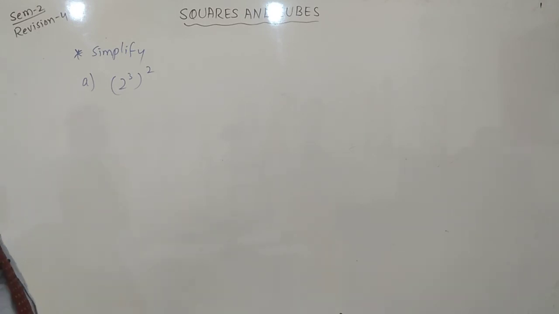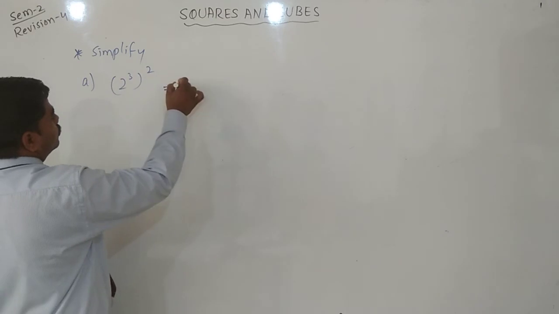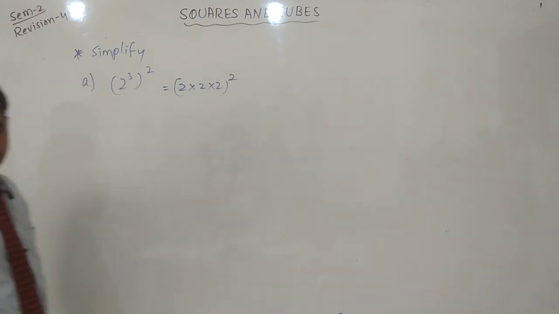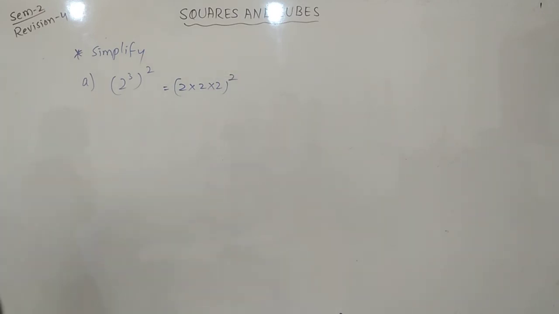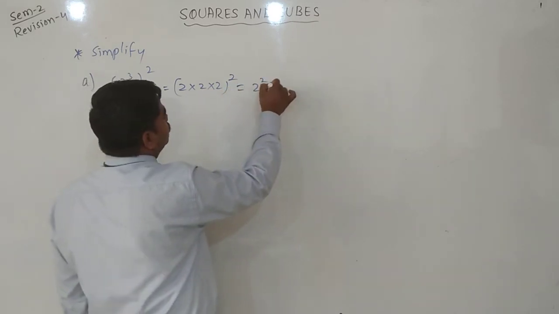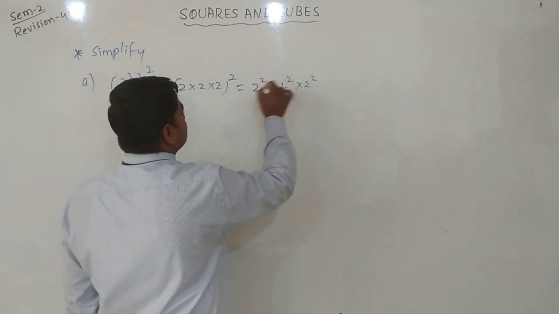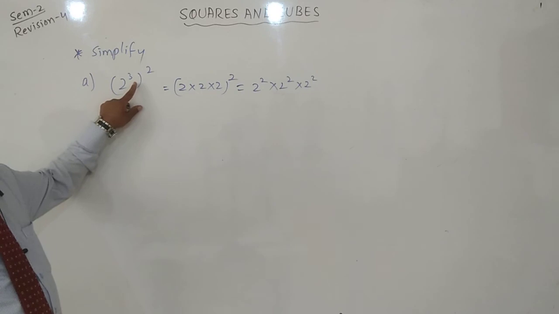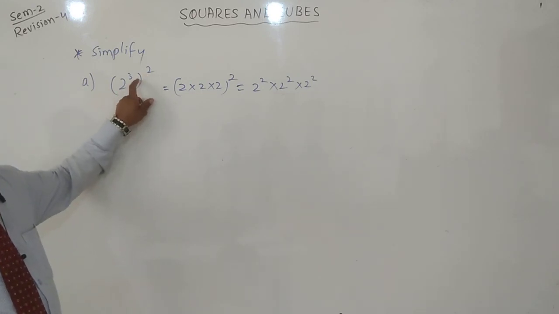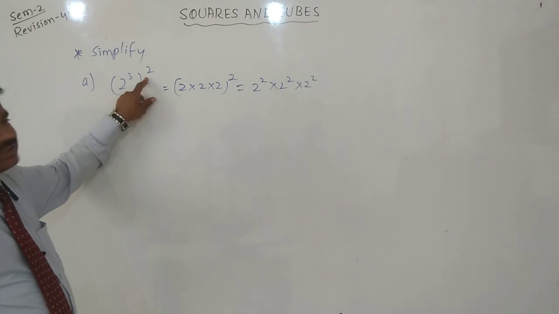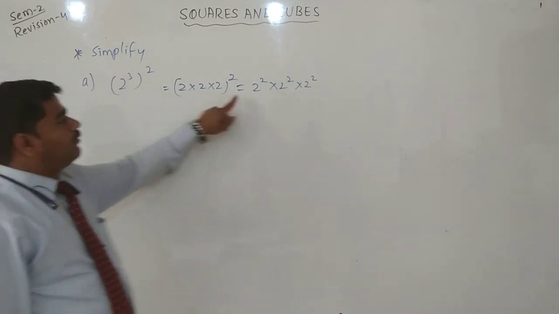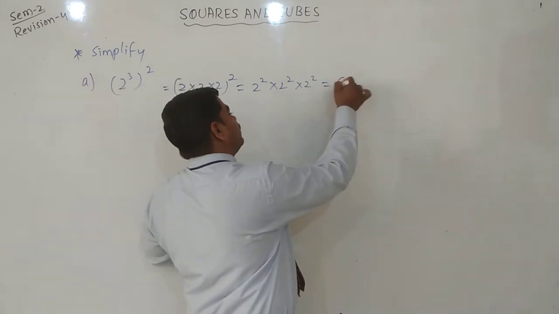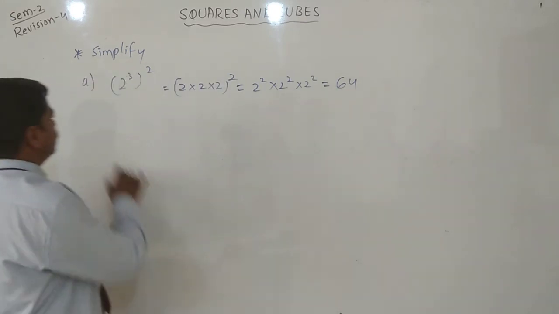This we can write, yes, 2 cube, 2 into 2 into 2, raised to 2. This means 2 square into 2 square into 2 square. This 2 square is 4 into 4 into 4. Or directly we can take 2 cube is 8, 8 square. 2 cube is what? 8. 8 square is 64. 4 fours are 16, 16 fours are 64. Simple. Note, the answer is 64. Like this.